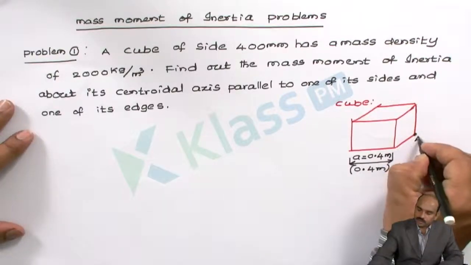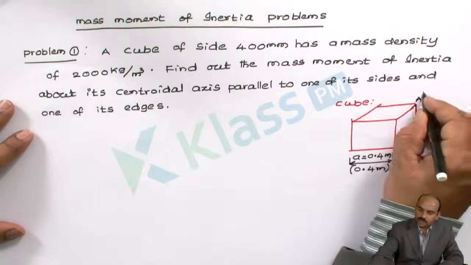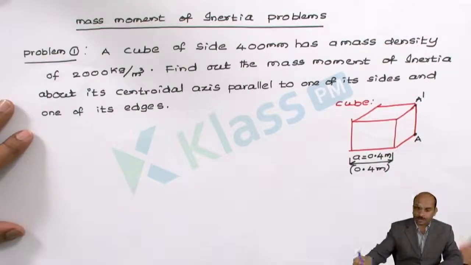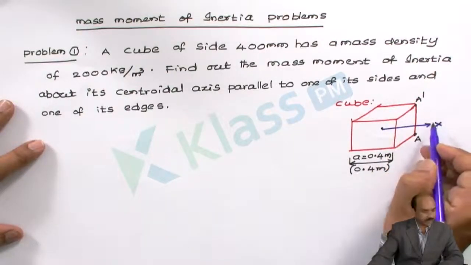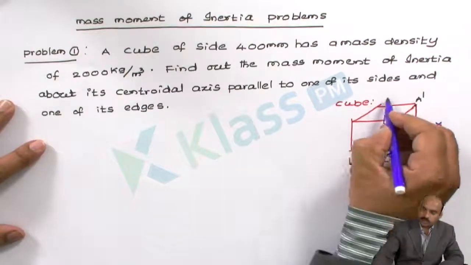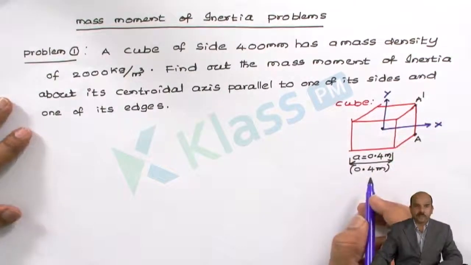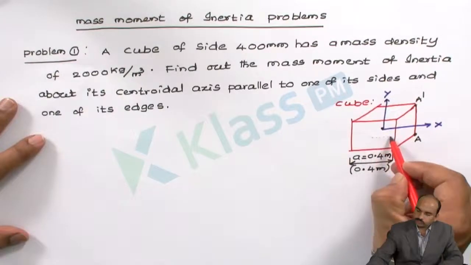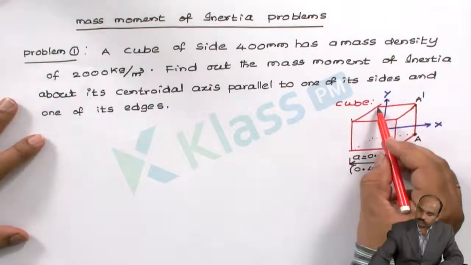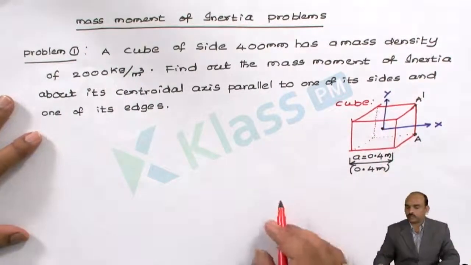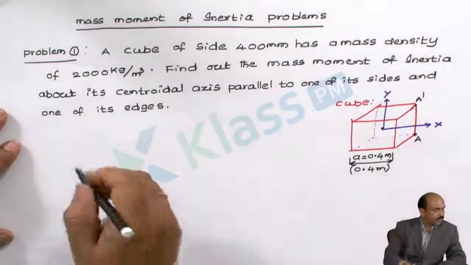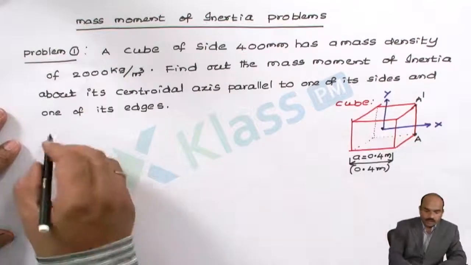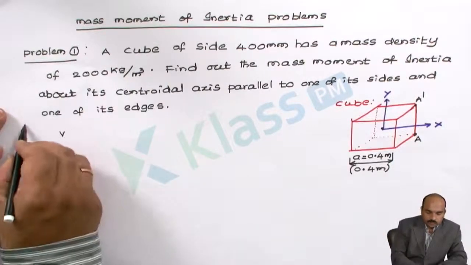Let this point be A, this point be A dash. Let us mark the axes. Let this be the centroidal x-axis, and this the centroidal y-axis. So this is the cube. Now in the problem the density is given. So first let us calculate the volume of the cube.